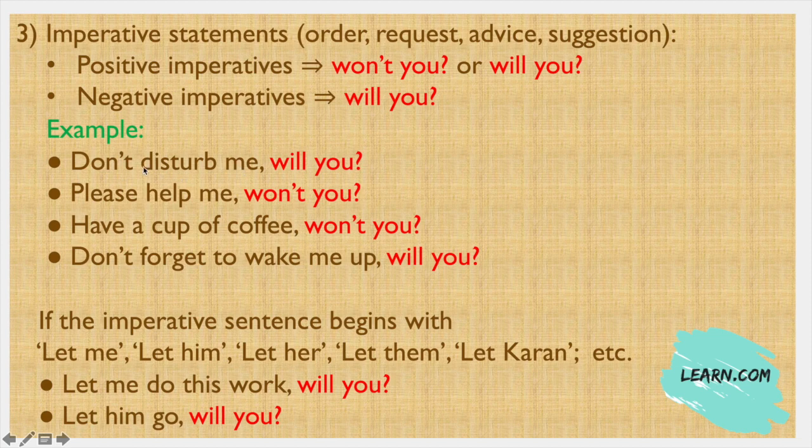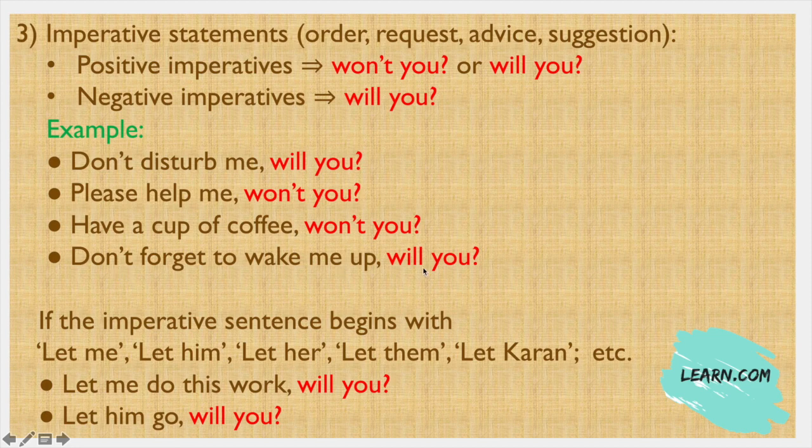Don't disturb me. Now it is a negative sentence. So we are using will you. Because for negative we use will you. Please help me. Request. Won't you. You can use will you also, but keeping in mind the basic rule, I am using won't you. Please help me, won't you? Have a cup of coffee. Positive imperative. Won't you.